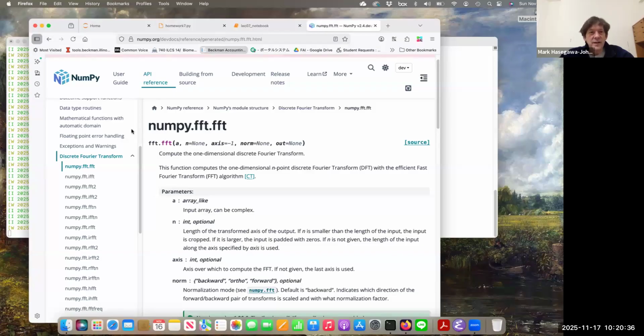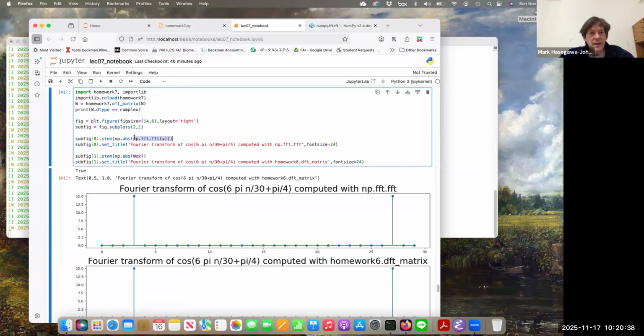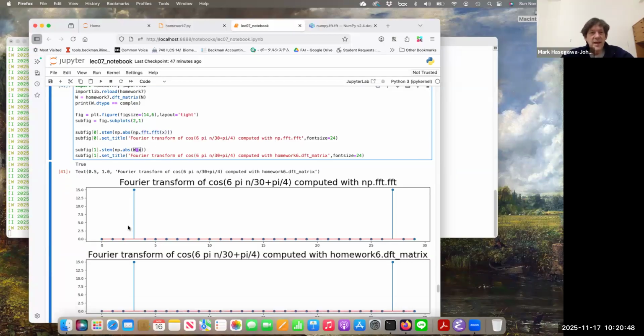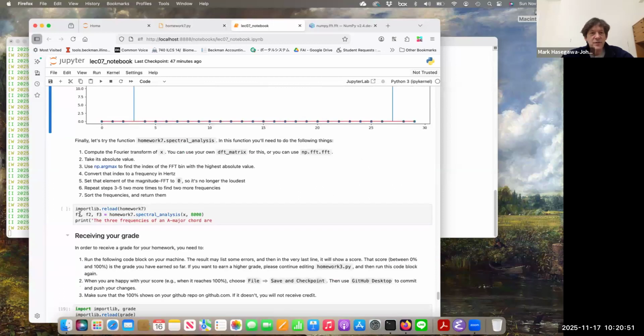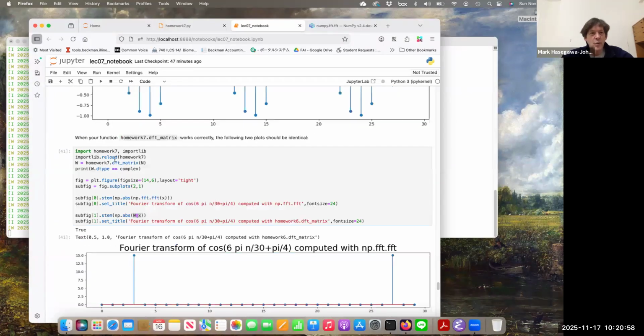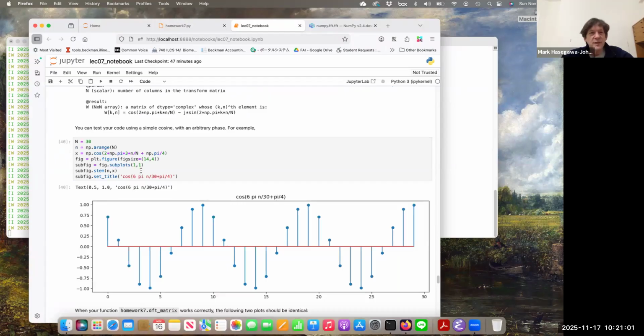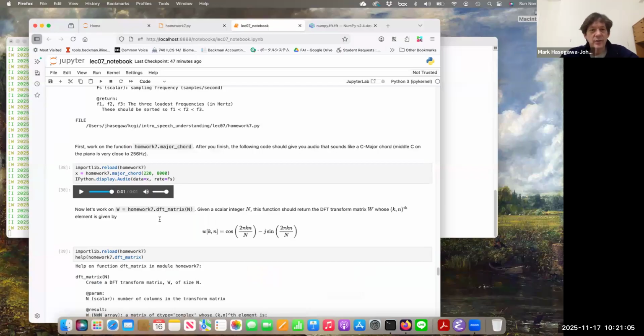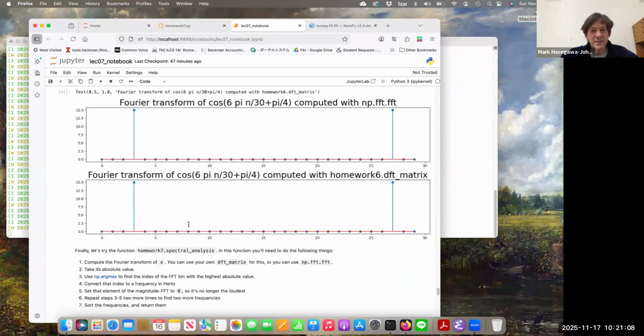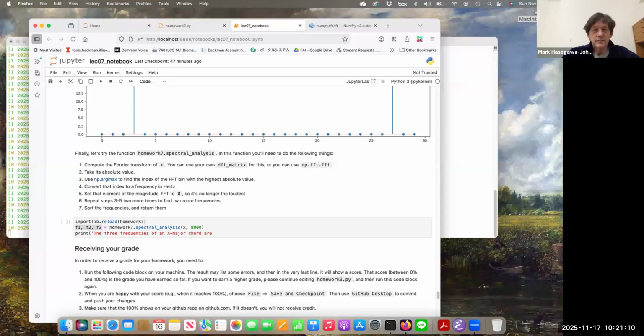Well, I could just show you here. The output, if I take numpy.fft.fft of x, it computes exactly the same thing as my DFT matrix multiplied times little x. And so for our third task, we want to find the three frequencies that exist inside some signal, little x. Up here, for example, I've created little x as a minor chord. Let's find the 3 frequencies that exist inside of a minor chord.